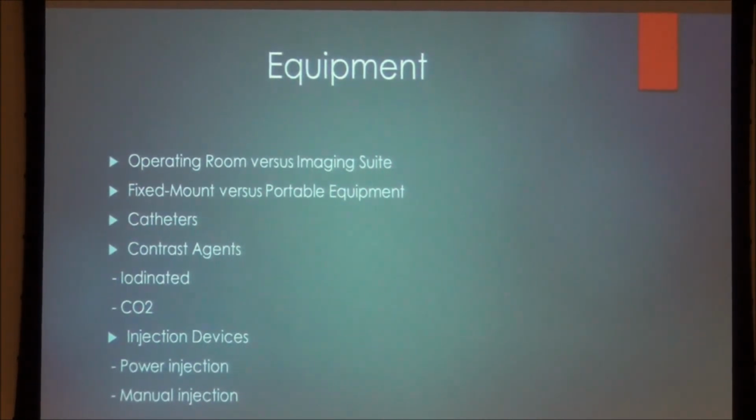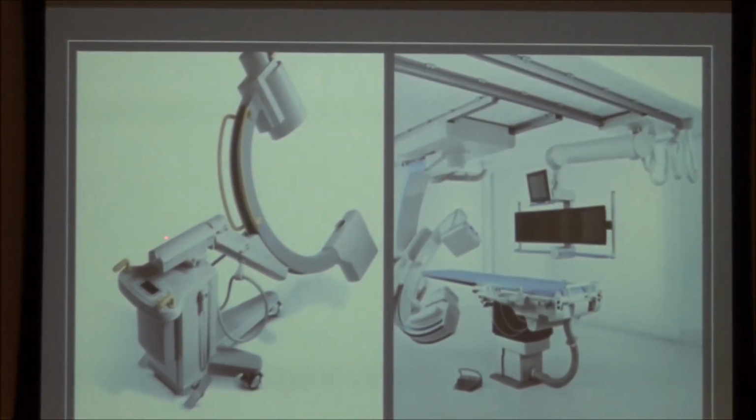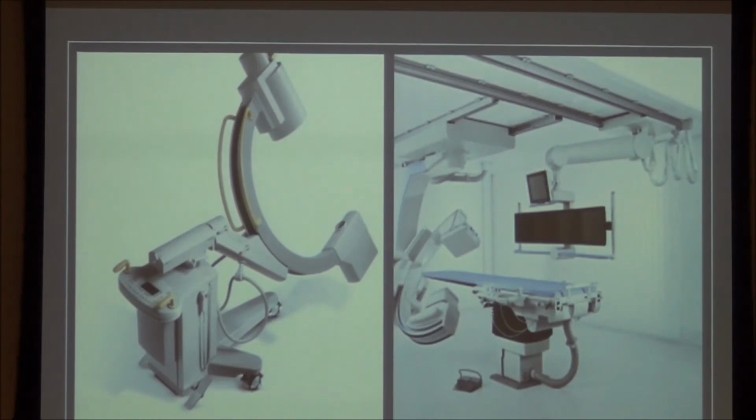You will need catheters and contrast agents, which are either iodinated or CO2. CO2 is used for patients who have high creatinine level, and actually it's a very good tool for angiogram, but it's less commonly used. You can do power injection for the contrast or manual injection. This is the portable fluoroscopy machine that we use in the operating room. This is a fixed mount machine.